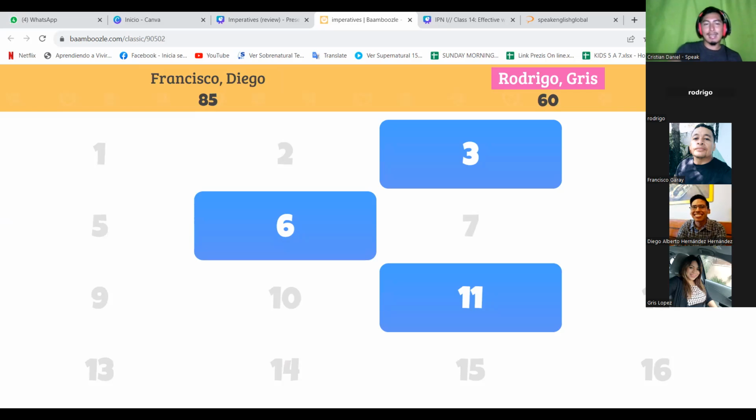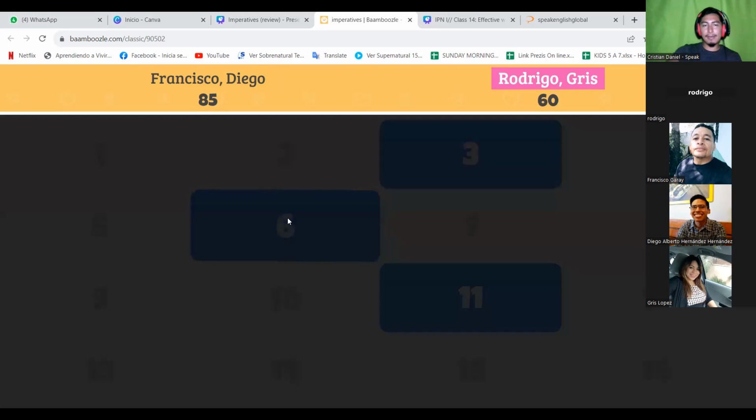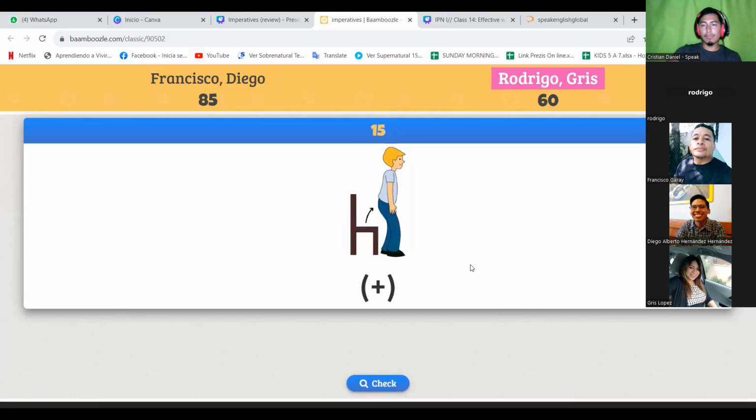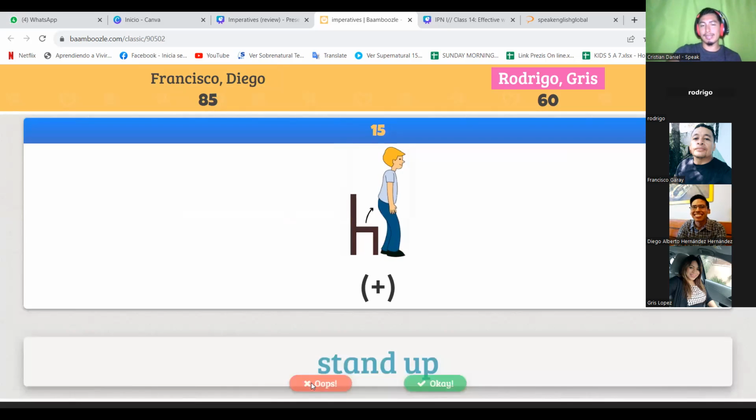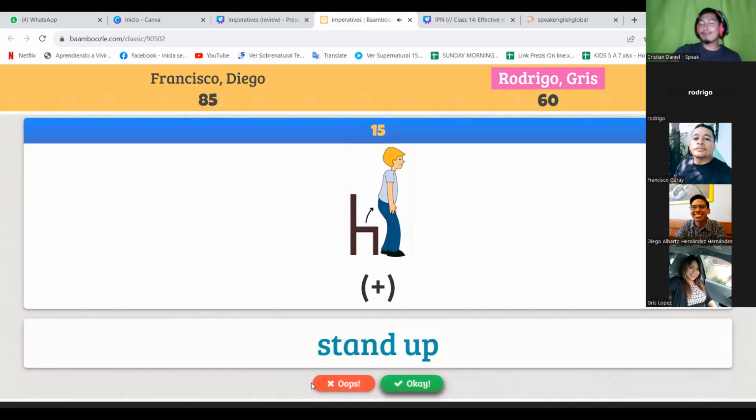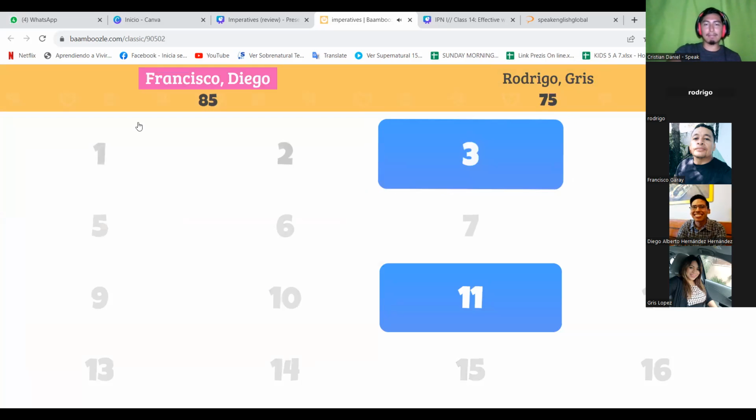Number 6. Number 6, let's see. Okay. What could be this command? Don't stand up. Oh, it's in affirmative. Stand up. Very good, okay. Stand up. Great. Look at this, everybody. If it is a minus, it's in negative. If we have a plus, it's in affirmative. Very good. So 10 points.